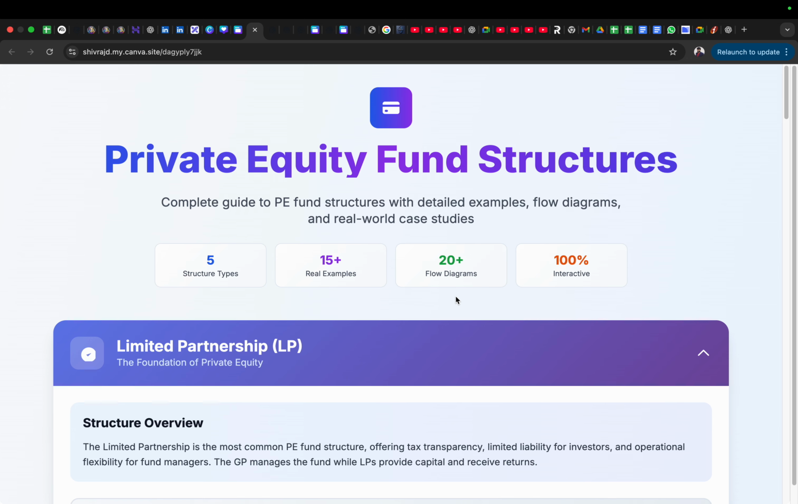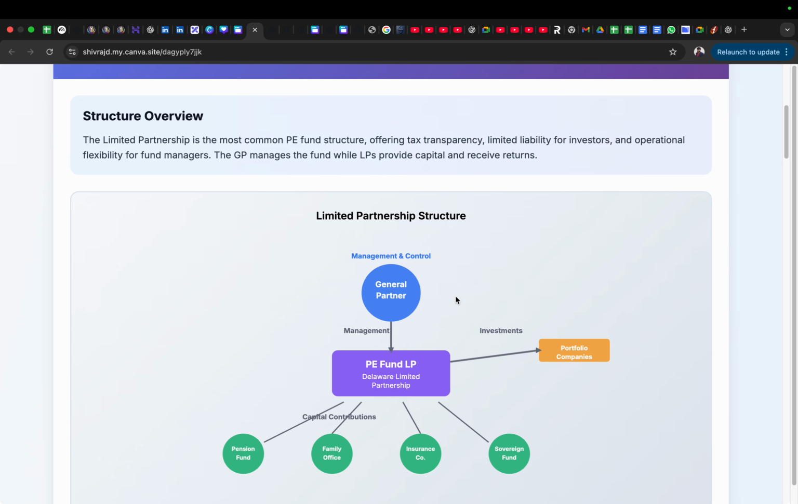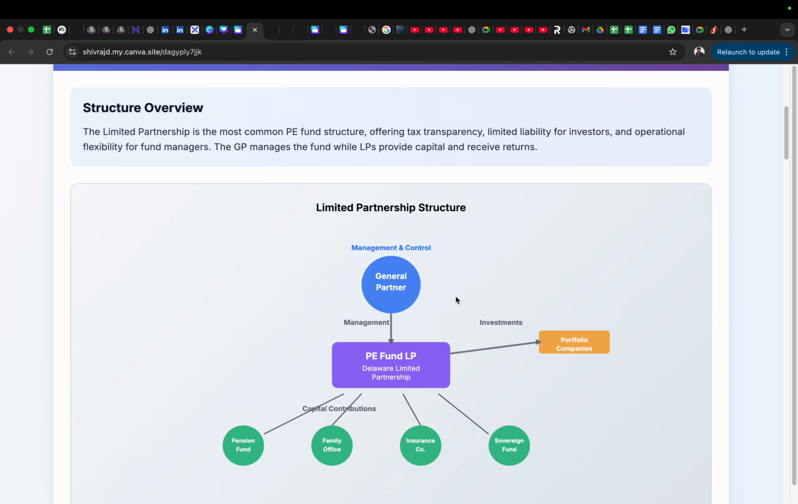We'll discuss that. So the first structure is the limited partnership structure. The limited partnership is the most common PE fund structure, offering tax transparency, limited liability for investors, and operational flexibility for fund managers. Basically, the GP manages the fund while the LP provides capital and receives returns.